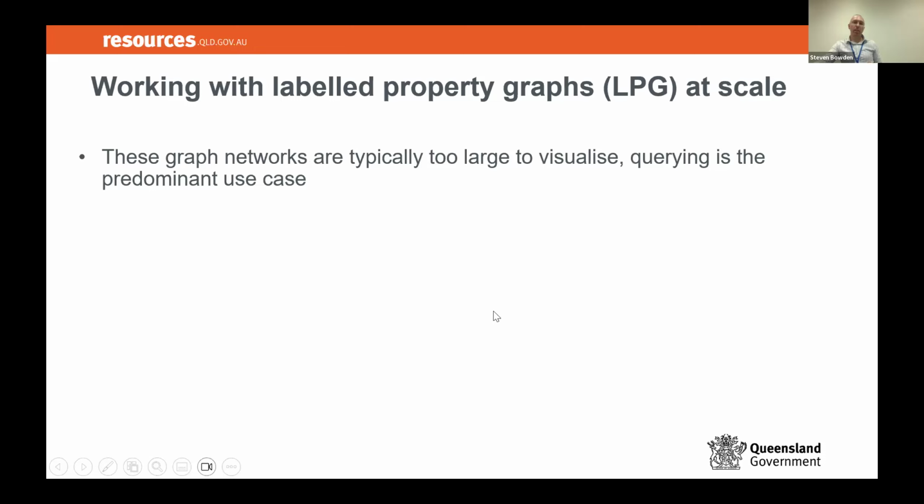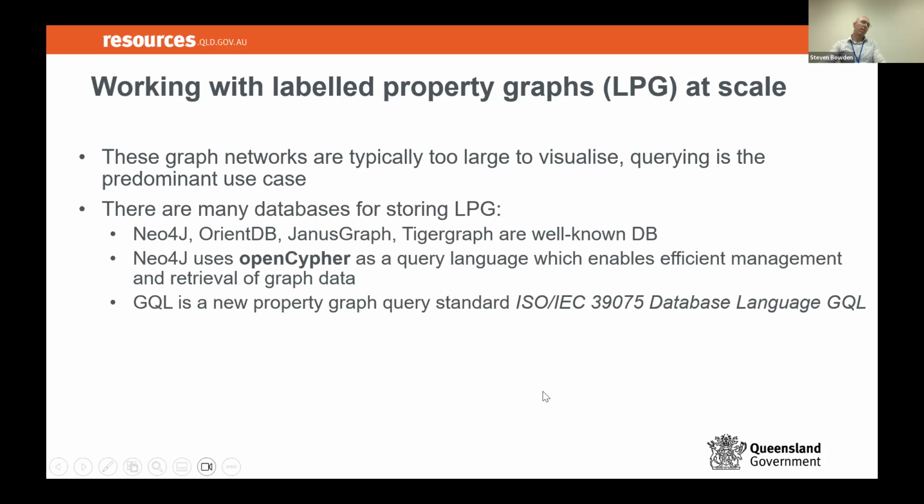So, working with labeled property graphs at scale: as you can see, that small set of data, 13 results, put into a knowledge graph was really hard to look at and understand, and you can't really see what's going on visually. However, querying is the predominant use case. So learning how to query the knowledge graph and store the data at scale in the right kind of databases is the key.